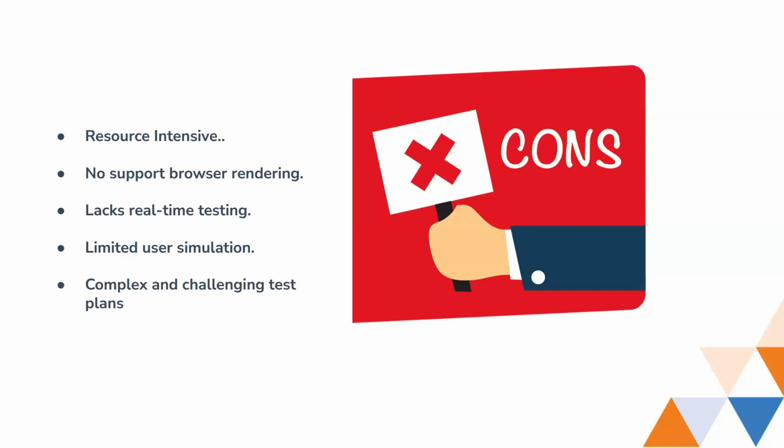Lack of real-time testing. JMeter can't watch performance as it happens. It runs tests based on a plan and can't instantly show how the system is doing. For live info during tests, other tools or setups might be needed, and JMeter lacks that functionality.